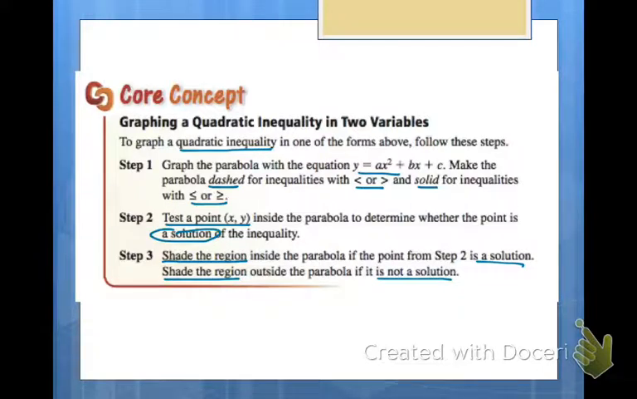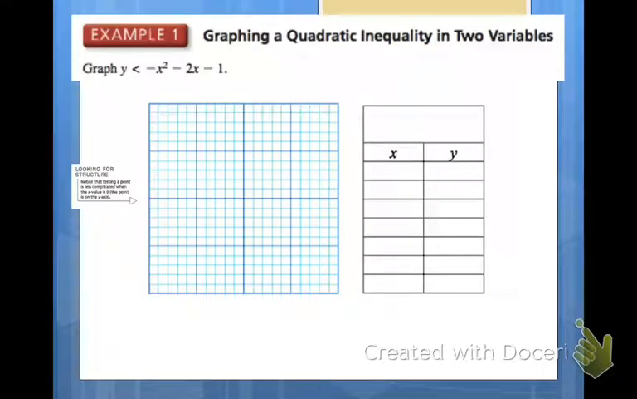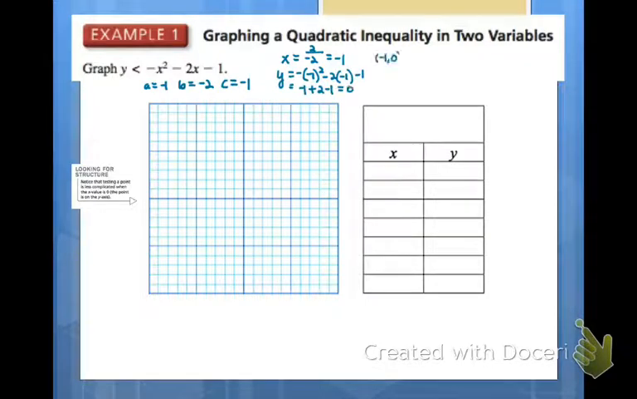All right, let's try one. We have the inequality y is less than negative x squared minus 2x minus 1. You can tell right away that this is a parabola that's going to open downward. So let's pick out a, b, and c, and then let's find the vertex. It's positive 2 divided by negative 2, which would be negative 1. Plug negative 1 into your equation, and you'll get the vertex negative 1, 0.